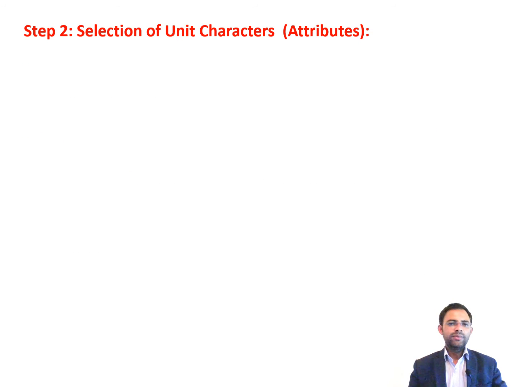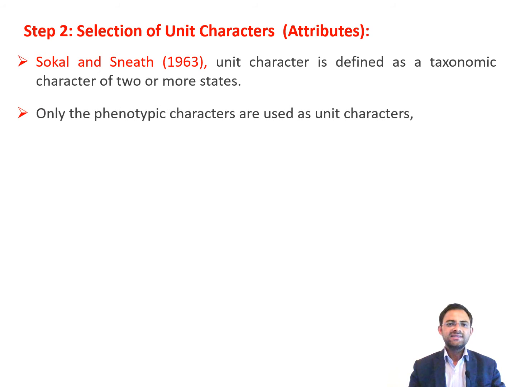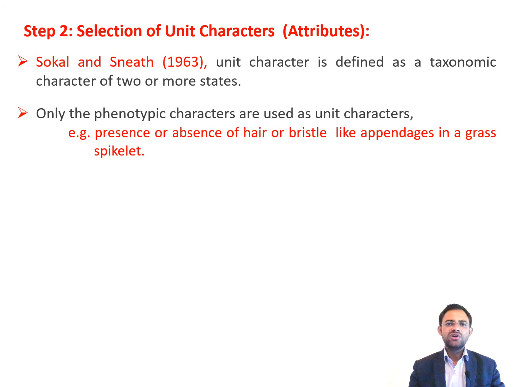The second step in numerical taxonomy is selection of unit characters or attributes. Unit characters or attributes are the characters which are used in numerical taxonomy. According to Sokal and Smith, a unit character is defined as a taxonomic character of two or more states. Only the phenotypic characters are used as the unit characters. For example, the presence or absence of hair or bristle-like appendages in grass spikelets.